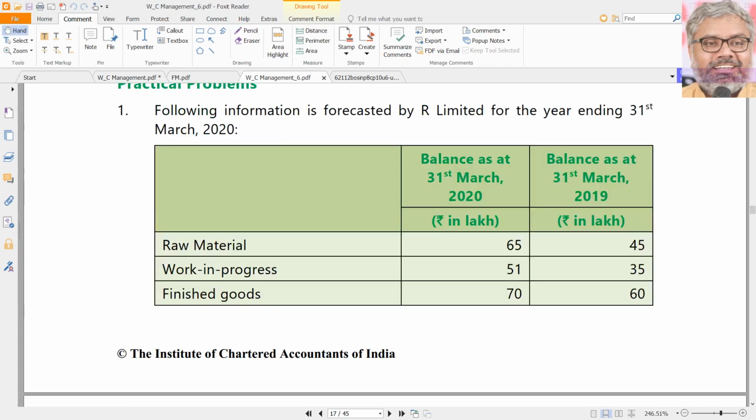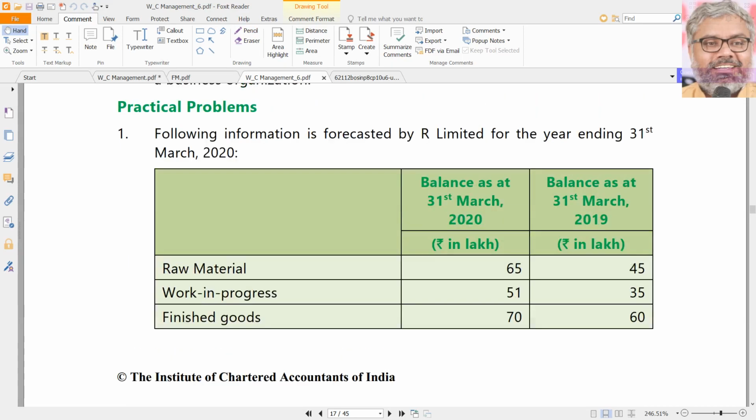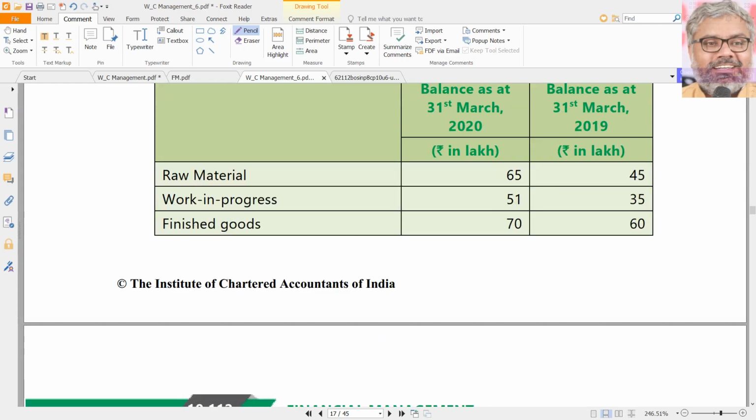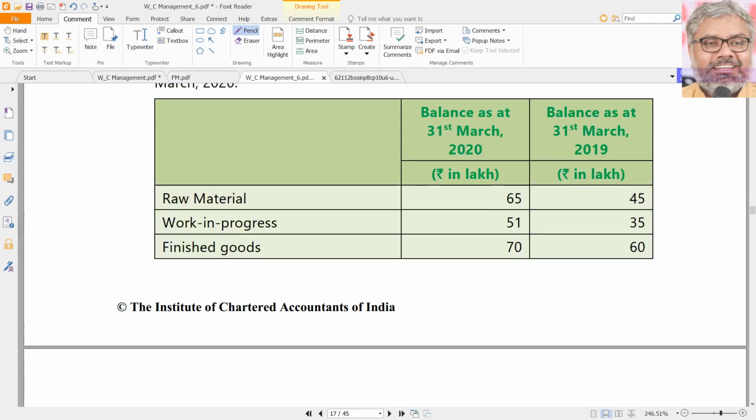Before going to the other method, a similar question was given here, that is at the end of the chapter for computation of same operating cycle only. So let us look at this in the practical problems at the end of the chapter. Following information is forecasted by R Limited for the year ending 31st March 2020. Opening balances and closing balances are given. Average is not directly given. We have to find out average.